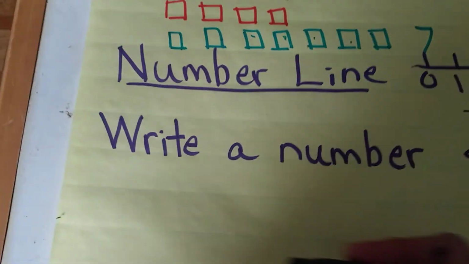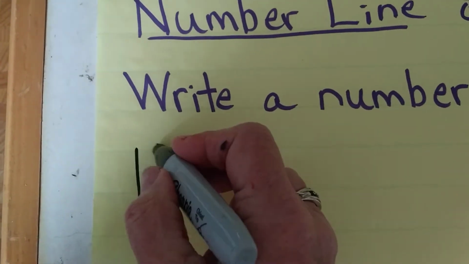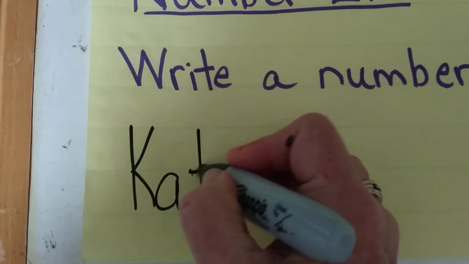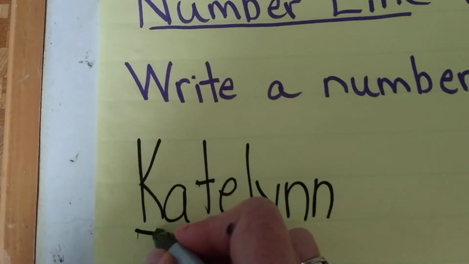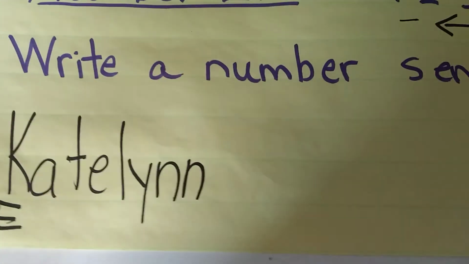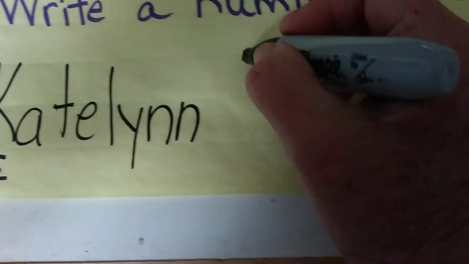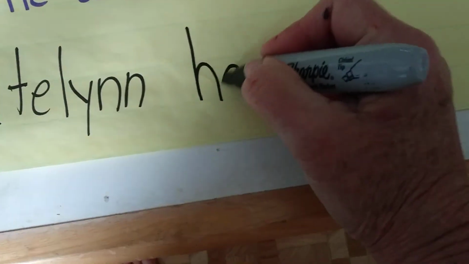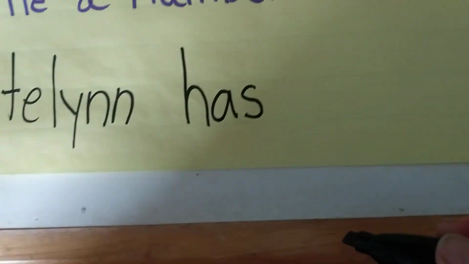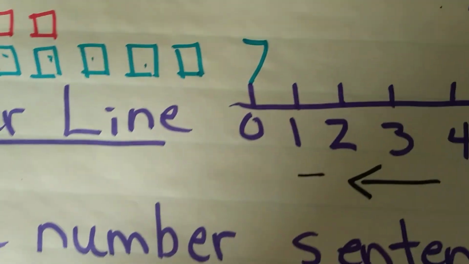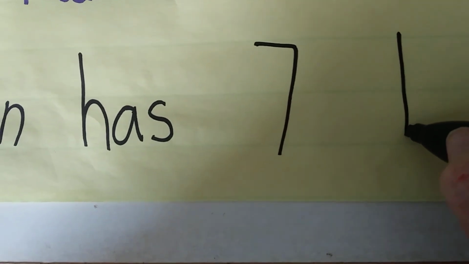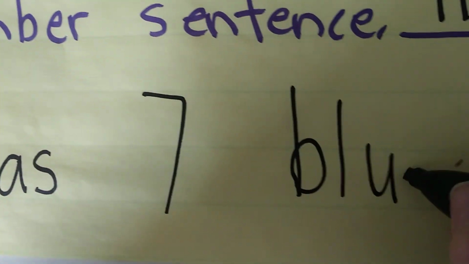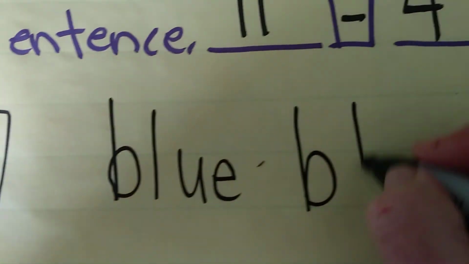Let's write that in a complete sentence. Caitlin, remember, we've got to have that uppercase. It's the beginning of a sentence, but it is also someone's name. Caitlin has, how many did we say? 7 blue blocks.